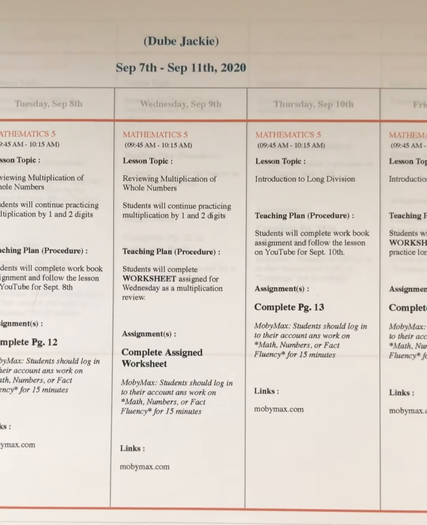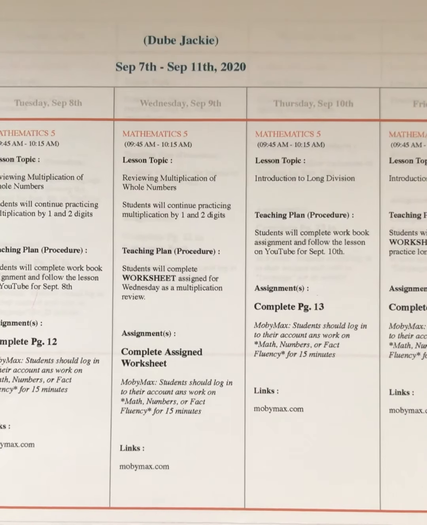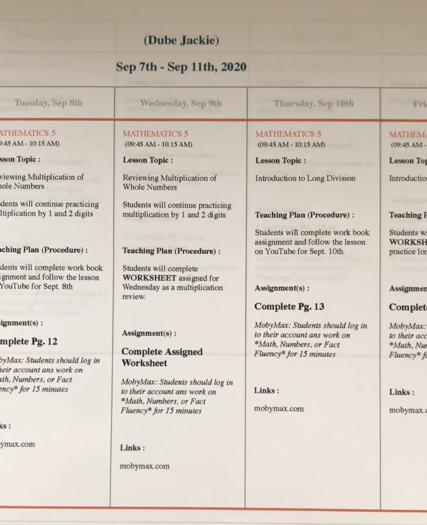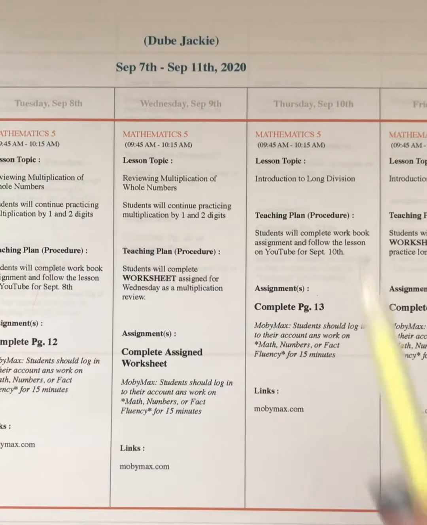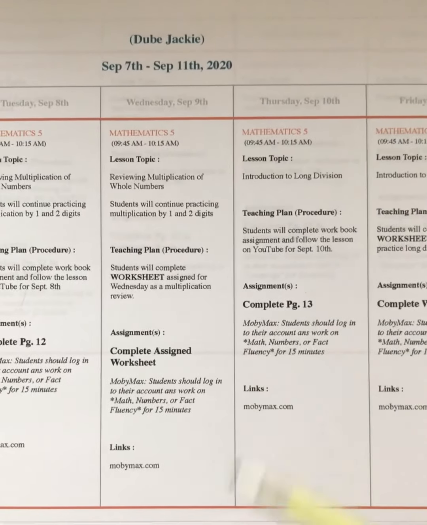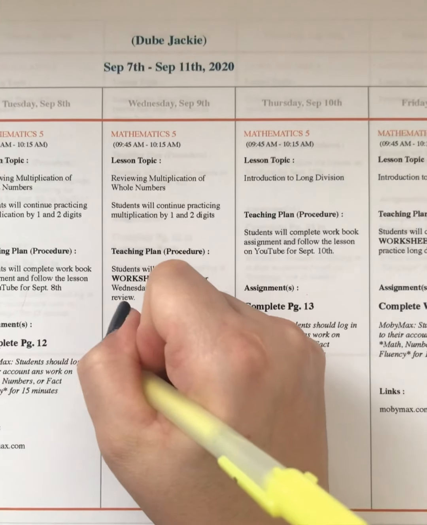Good morning, students. So for Wednesday, September 9th, for math, you are not going to work in your book today, as I want you guys to continue practicing your 1-digit and 2-digit multiplication. So in your email where you receive these plans, you will also receive a worksheet. So just complete the assigned worksheet.